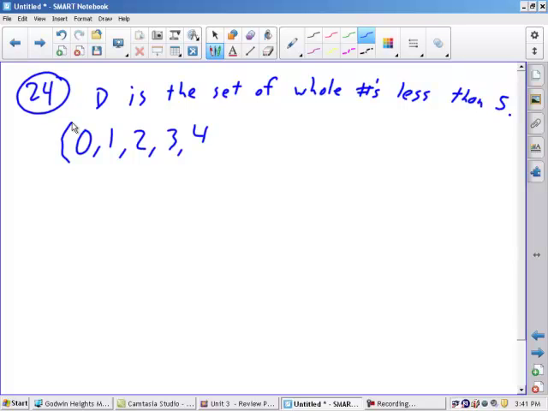And it does say less than 5, not less than or equal to 5, so we can go ahead and stop there. So this is roster form. That's my one answer for roster form.